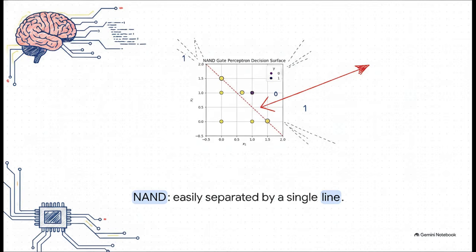Conceptually, it's pretty easy to see exactly why NAND is a mathematical breeze for a single neuron. If we plot the NAND truth table on a simple graph, you get dark circles representing a 0 output and yellow circles representing a 1 output. A single perceptron essentially works by drawing a single, straight decision line across this graph. Because all the yellow ones are clustered together on one side and the single dark 0 is sitting by itself on the other, we can easily slice a straight line right between them. In math, this is called linear separability.